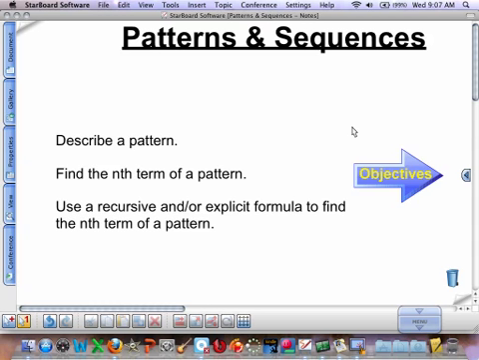Well, I want to know. Term of a. Use a recursive or, how do you say that word? Explicit. Okay. Or use.